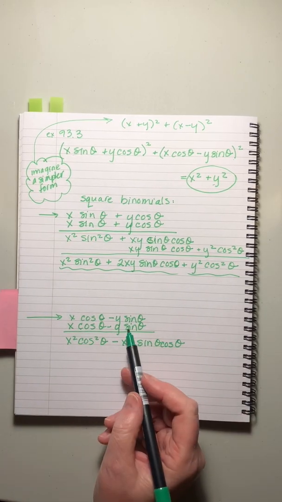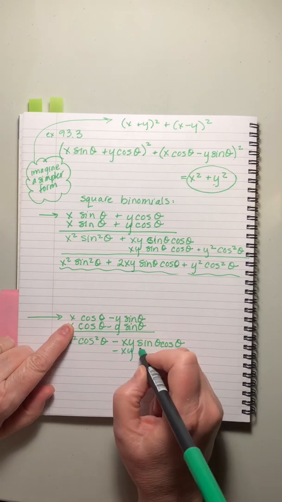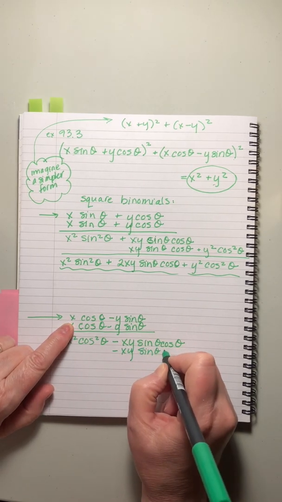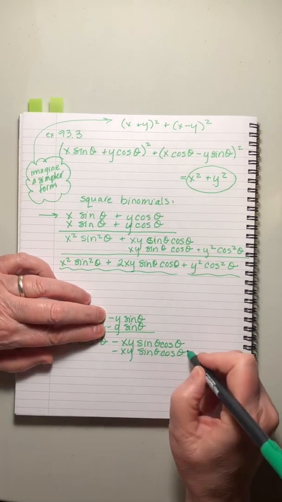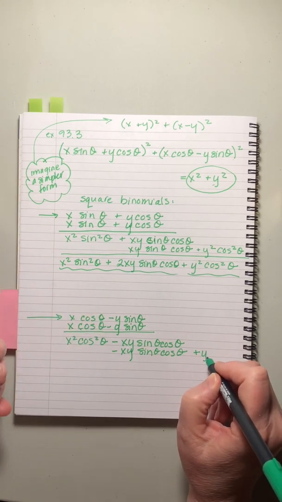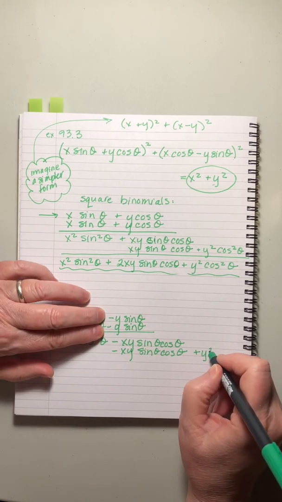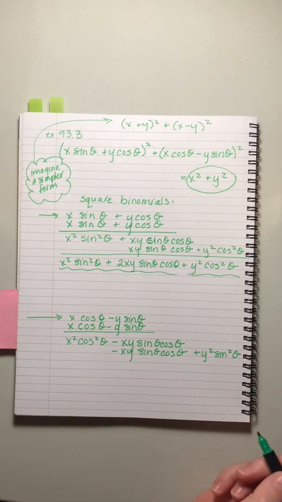Another minus. Beautiful. And now here, look, we're going to get plus. We're multiplying y squared sine squared theta.